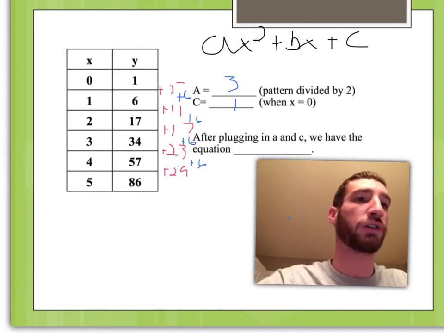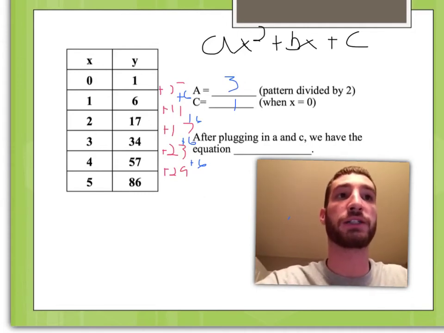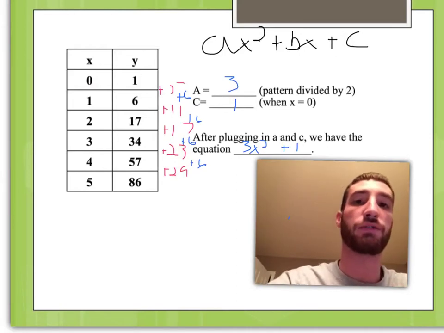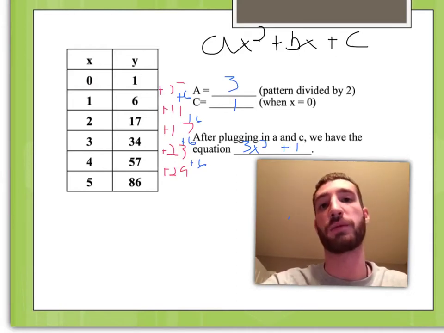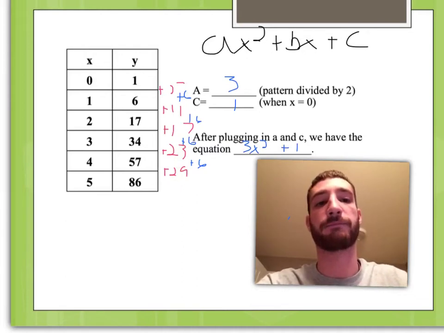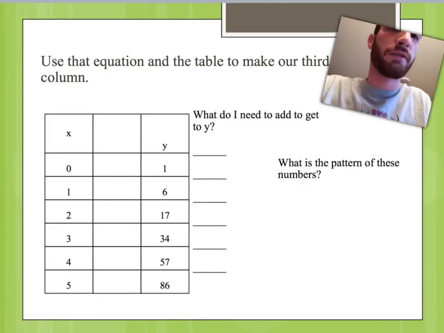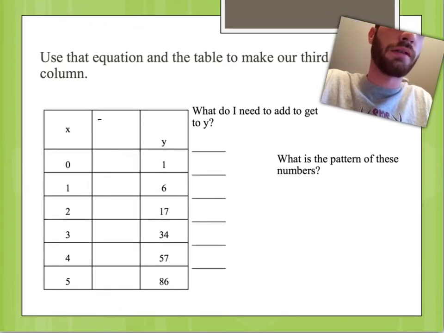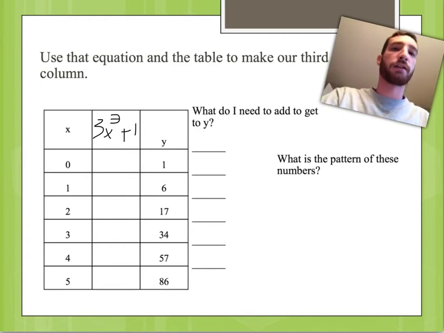So if we took a and c, plugged them into our equation now, and ignored the bx, we would have the expression 3x squared plus 1. That's what we want to use to plug into the middle column of the table that we're about to make. Alright, so let's take the expression we just got on our previous slide, which was 3x squared plus 1.